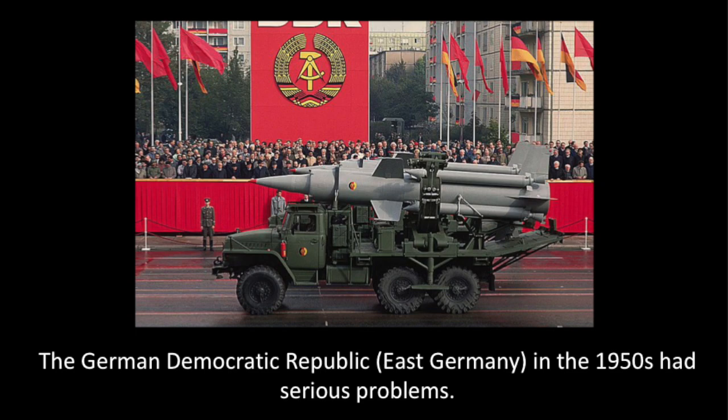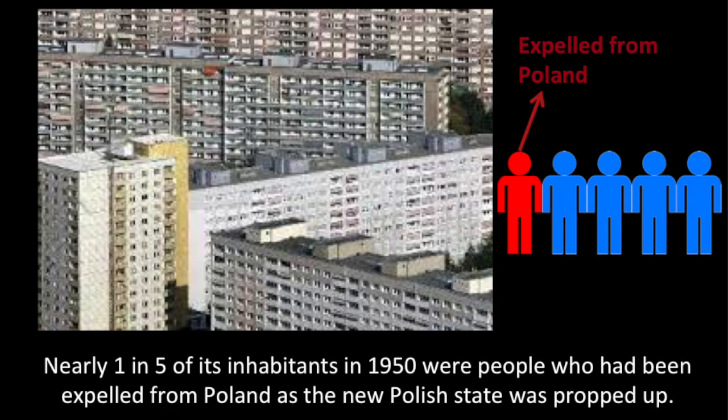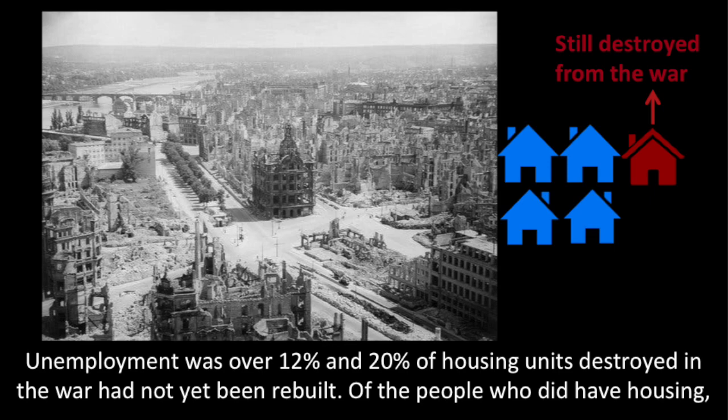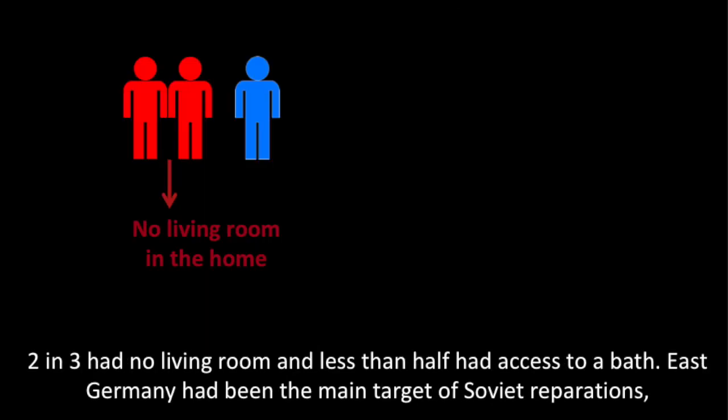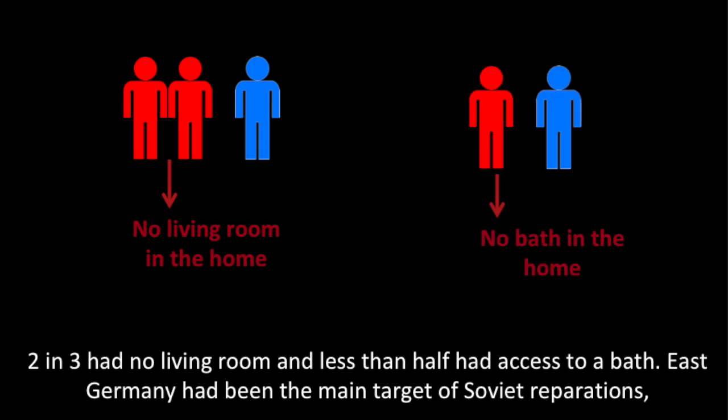The German Democratic Republic, East Germany, in the 1950s, had serious problems. Nearly 1 in 5 of its inhabitants in 1950 were people who had been expelled from Poland as the new Polish state was propped up. Unemployment was over 12%, and 20% of the housing units destroyed in the war had not yet been rebuilt. Of the people who did have houses, 2 in 3 had no living room, and less than half had access to a bath.